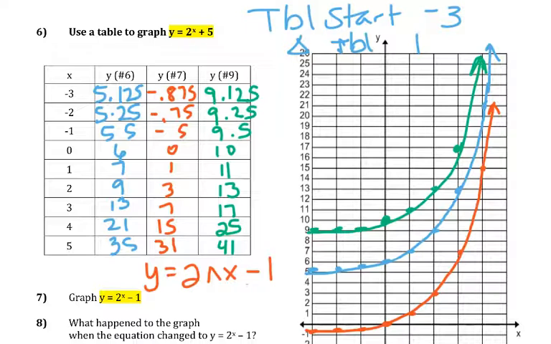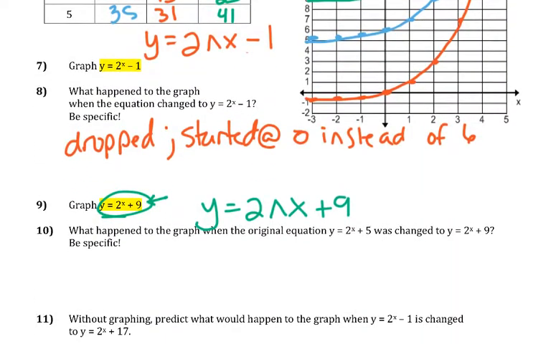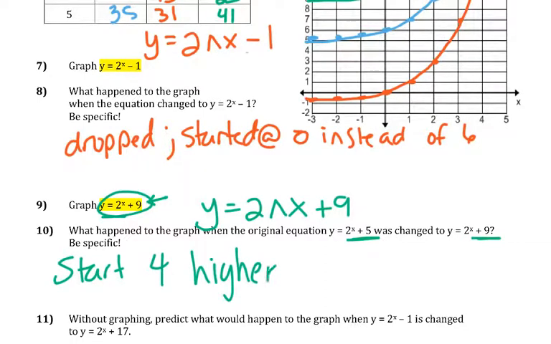And so if I took my blue and just lifted it, it's going to be exactly where the green one is. And so when it says what happened to the graph when the original was changed to that, it's going to start 4 higher. So it's kind of like we get a head start. And so the be specific part, that's where we need to say 4.